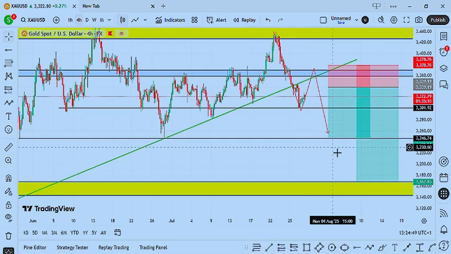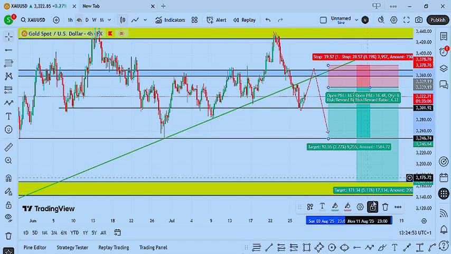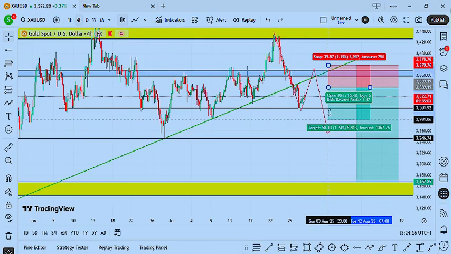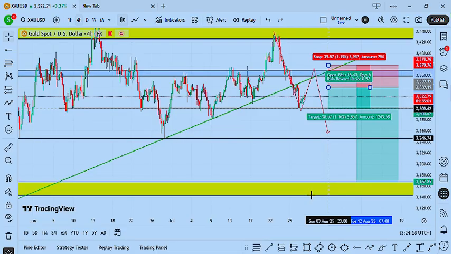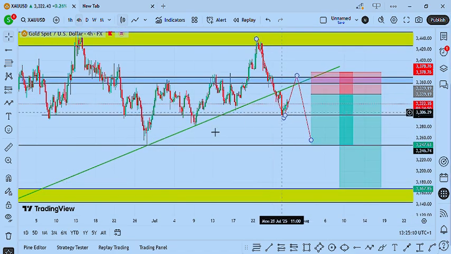So I'm aiming for an overall target here at 3160. But my first target, I will take out here. You know how I do it, guys. Once my first target is triggered, I move all my stops to break even. The second target will be here. The overall target will be on this institutional support area on gold.